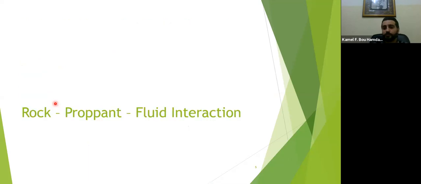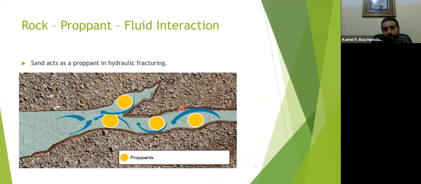So starting with the interaction of the three main parameters. If you look at this image over here, we have a rock, as you can see, and it has a fracture within it. Inside the fracture, you can see the sand, which now behaves as a proppant. This sand is filling parts of the fracture. The arrows over here tell us that we have a pathway for the fluids to pass through in this direction.